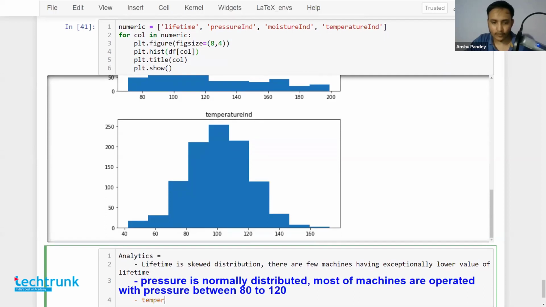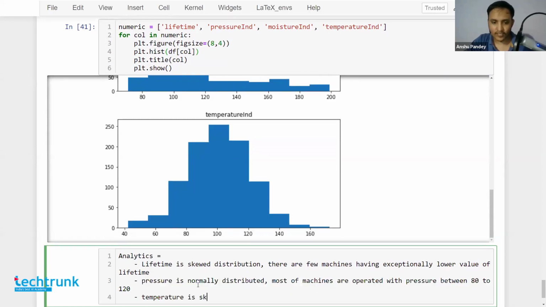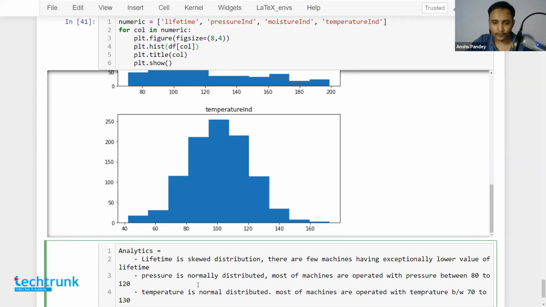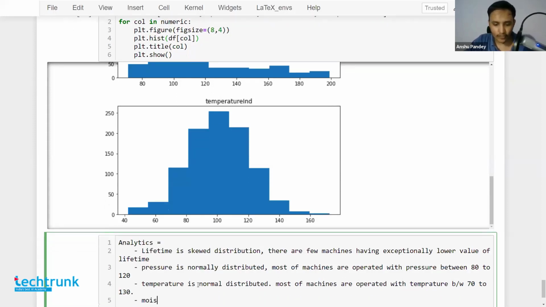Then temperature is skewed. Sorry, temperature is normal distribution, right? And most of the machines are operated with temperature between, here also you can say almost around 80 to 120, or maybe 70 to 130. Finally, moisture. Moisture is a skewed distribution.